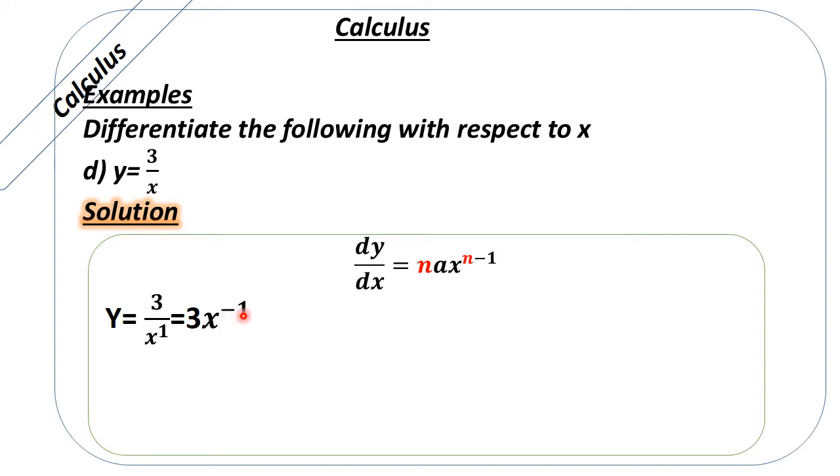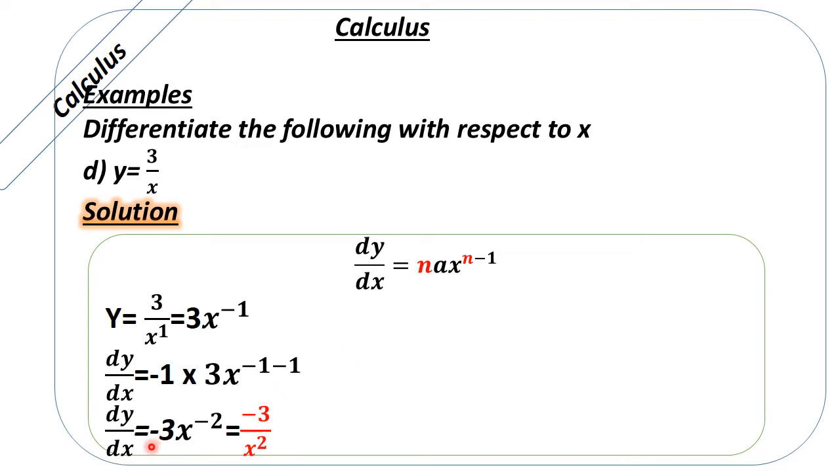Now that we have 3x power -1, we can apply differentiation, where we take -1, we multiply it by everything, then for the power -1, we subtract 1 from it. So dy/dx, we're going to have -1 multiplied by 3x, then -1 on top, we subtract 1. So -1 times 3x is going to be -3x, then on top we're going to have -2. So -3x power -2.